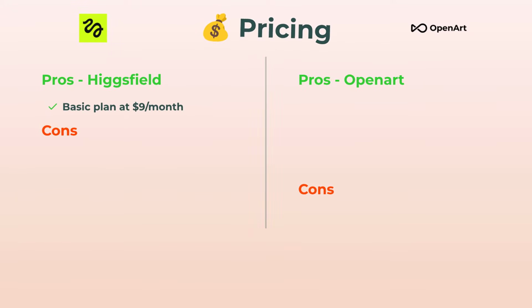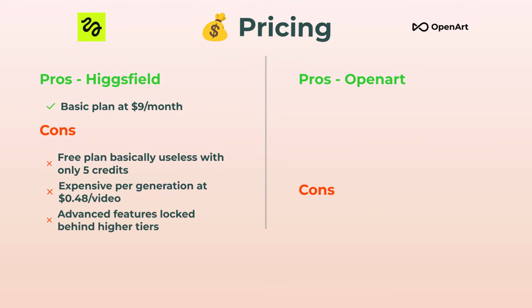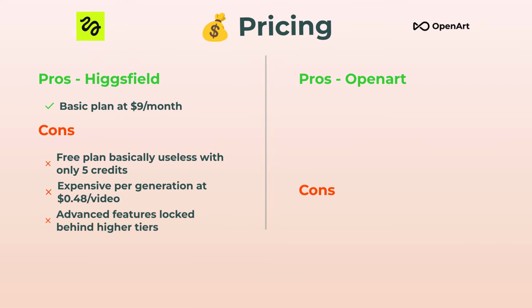First up, Higgsfield. So they do have a basic plan at $9 a month. Sounds good, right? Except, the free plan? Pretty much useless. 5 credits and you're out. And each video costs nearly $50. Plus, all those crazy advanced VFX you see, locked unless you pay up for pricier tiers.